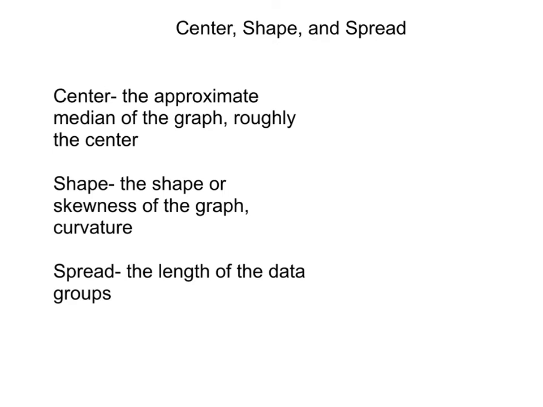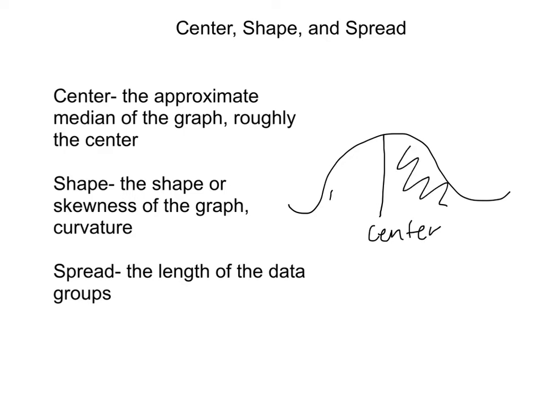And then also a concept that we need to know, for when we look at graphs, say this is our graph here, is center, shape, and spread. The center is going to be the approximate median of the graph, roughly the center. So our center is about here. What this means is about half the data is on this side, and about half the data is on this side. So this is your median, your center.